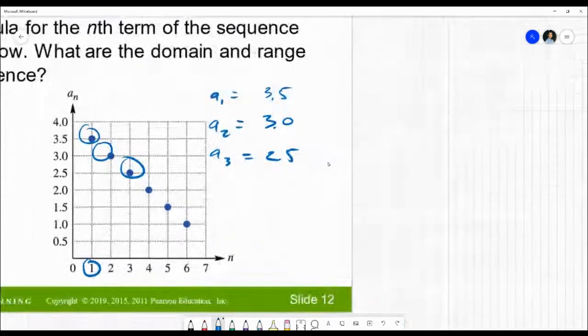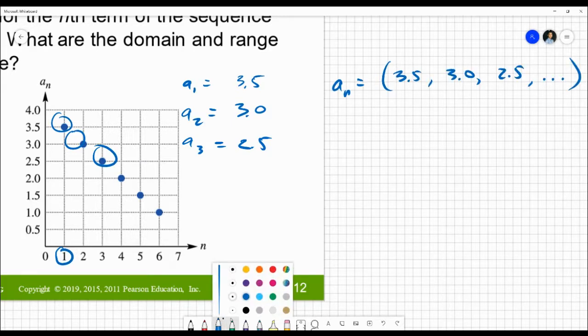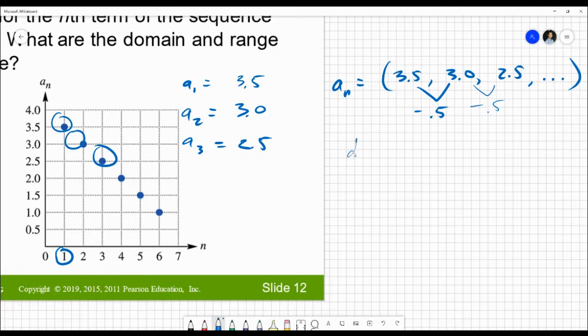Okay. So it may be easier to list it in a straight line instead of vertically like this. So an is equal to 3.5, 3.0, 2.5, and so forth. So we can definitely see the difference between each one of them. Okay, we are subtracting 0.5. So that's my d value. d is negative 0.5. I got my a1 is 3.5. Okay, and they want us to find the general term, which is an.